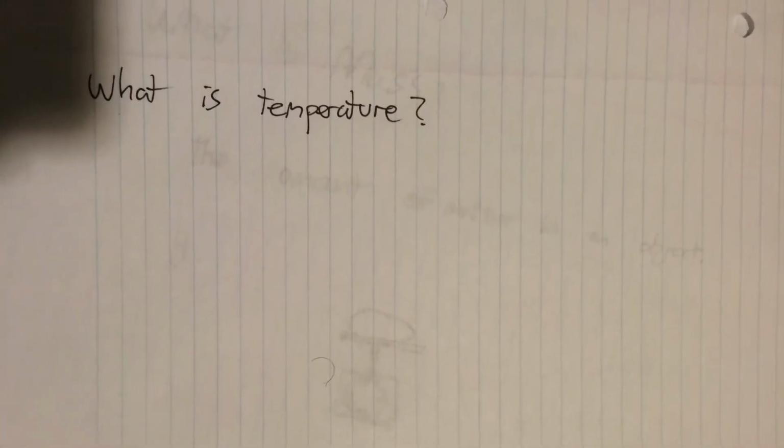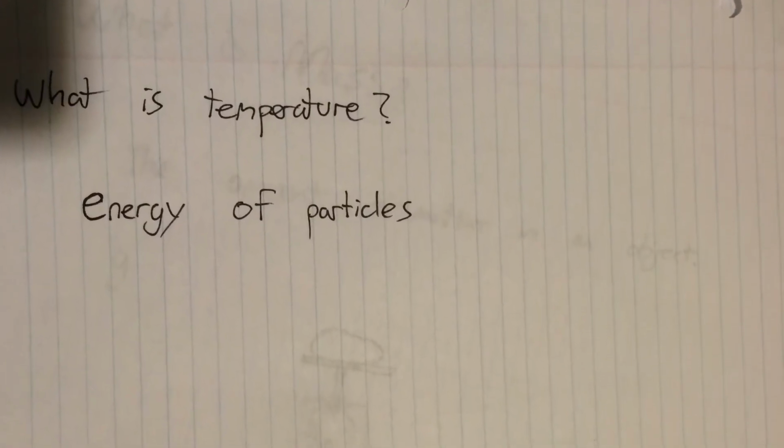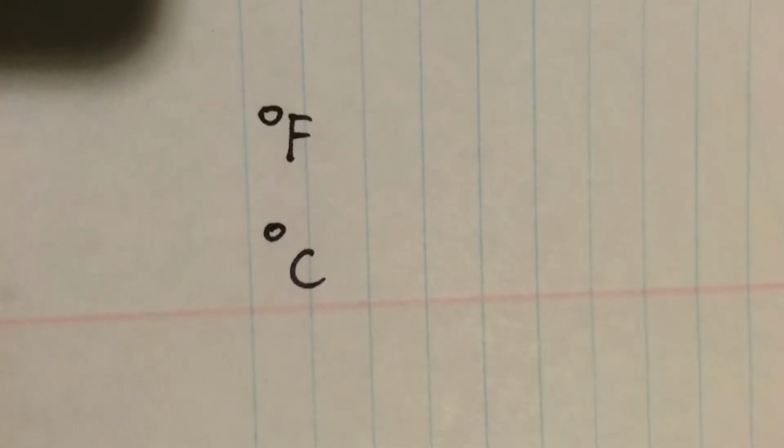What is temperature? Temperature is how much energy the particles in an object have. It can be measured in units of Fahrenheit, Celsius, or Kelvin. We will be working mostly with Celsius. To determine temperature, all you have to do is use a thermometer. Put the thermometer up to the object for a minute or so. Then look at the reading on the thermometer. That should be the temperature of the object.